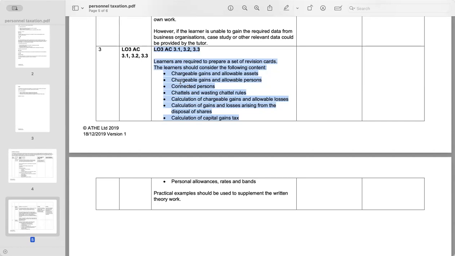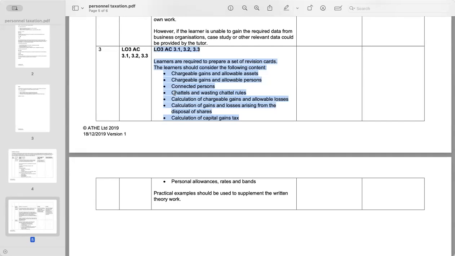We also discussed chattels and wasting chattel rules. Chattels, as you know, refers to movable personal possessions such as artwork, antiques, and jewelry. The wasting chattels rules apply to certain types of chattels, particularly those with a predictable lifespan of less than 50 years. These rules affect the calculation of capital gains tax when such assets are disposed of.